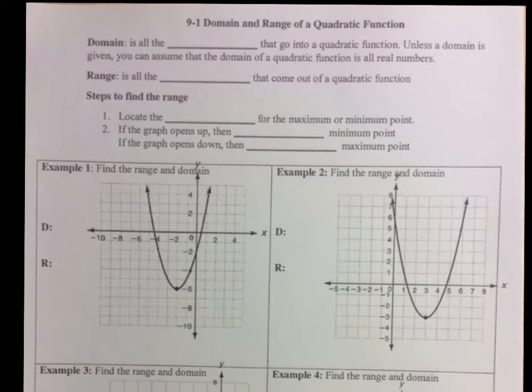So let's start by defining what a domain is. A domain is all the x values that go into a quadratic function. So that means every single x value that is in a quadratic function or on the graph will be your domain. Unless a domain is given, you can assume that the domain of a quadratic function is all real numbers. And then I'll explain what that means when we get to an example.